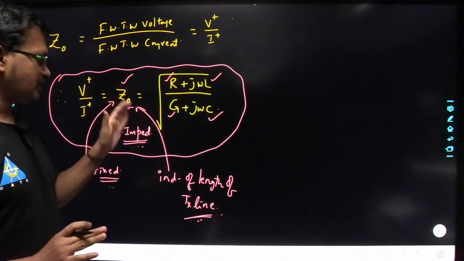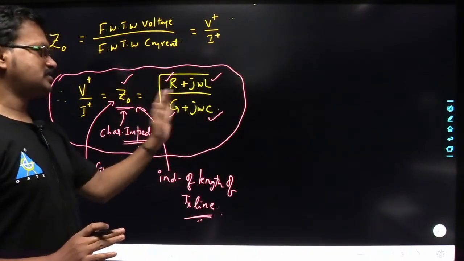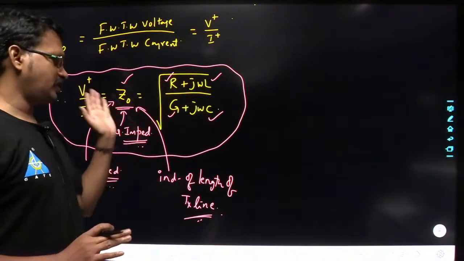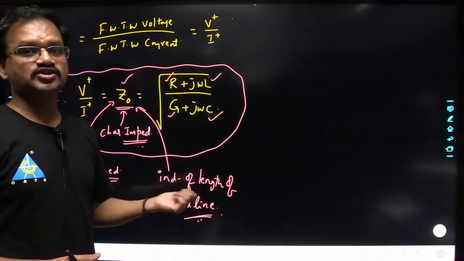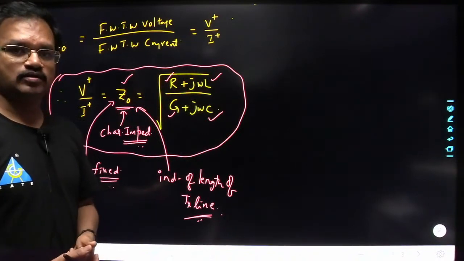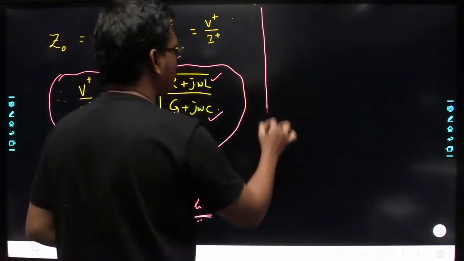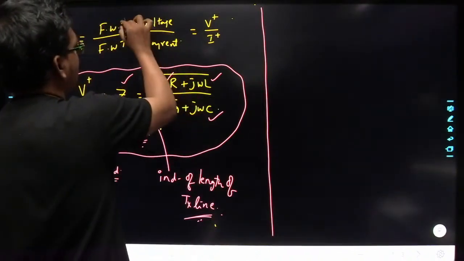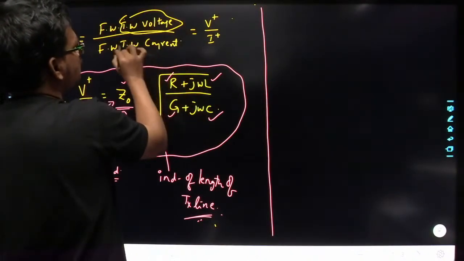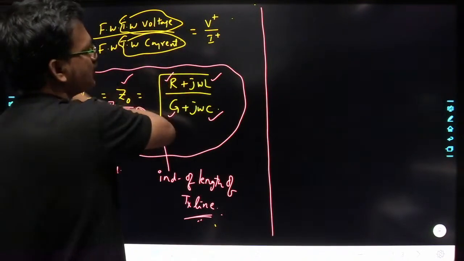And also we have seen that it is independent of what? By seeing this expression, we can say it is independent of length of transmission line. Okay, so why is it becoming independent of length of transmission line here? Because here we are taking the traveling wave voltage to traveling wave current.